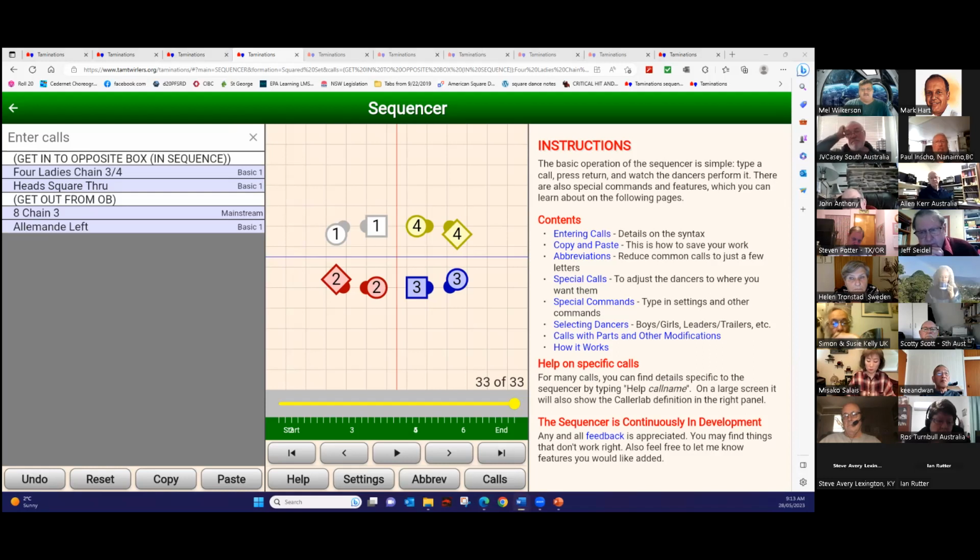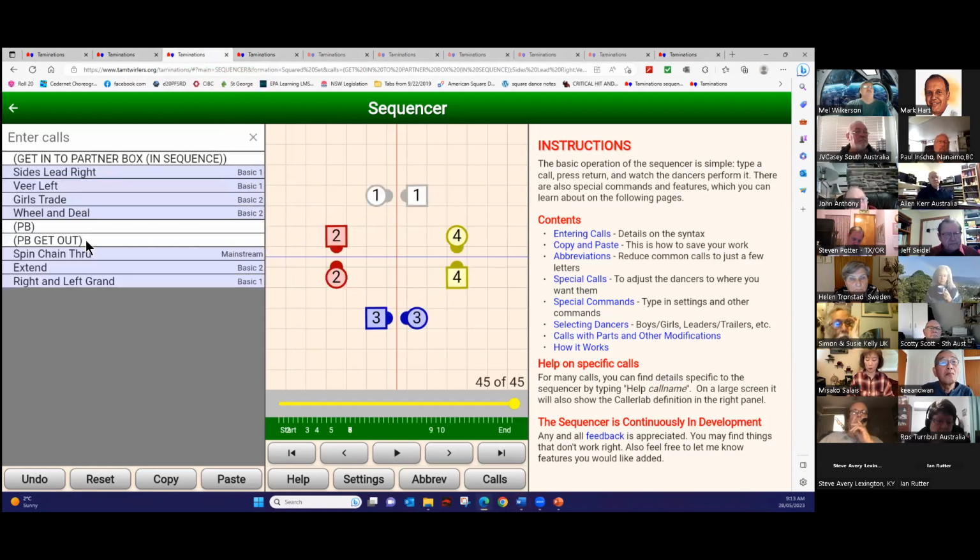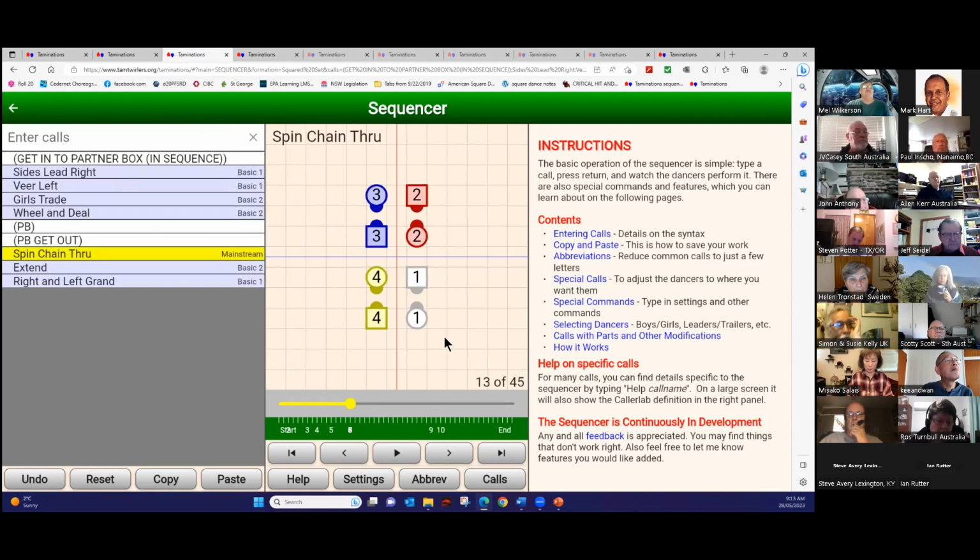And the strength of this is, with the chicken plucker, you're getting into one box, you can use a chicken plucker, and you can use that get-out. So if I wanted to get into an opposite box, I could get into an opposite box using four ladies chain three-quarters, heads square through. If I used a chicken plucker to move it across to a partner box, I could easily call spin chain through, extend, right and left grand. Knowing what box you get into, what your opposite box is, and what get-out has now expanded your choreographic repertoire at least 4 times.